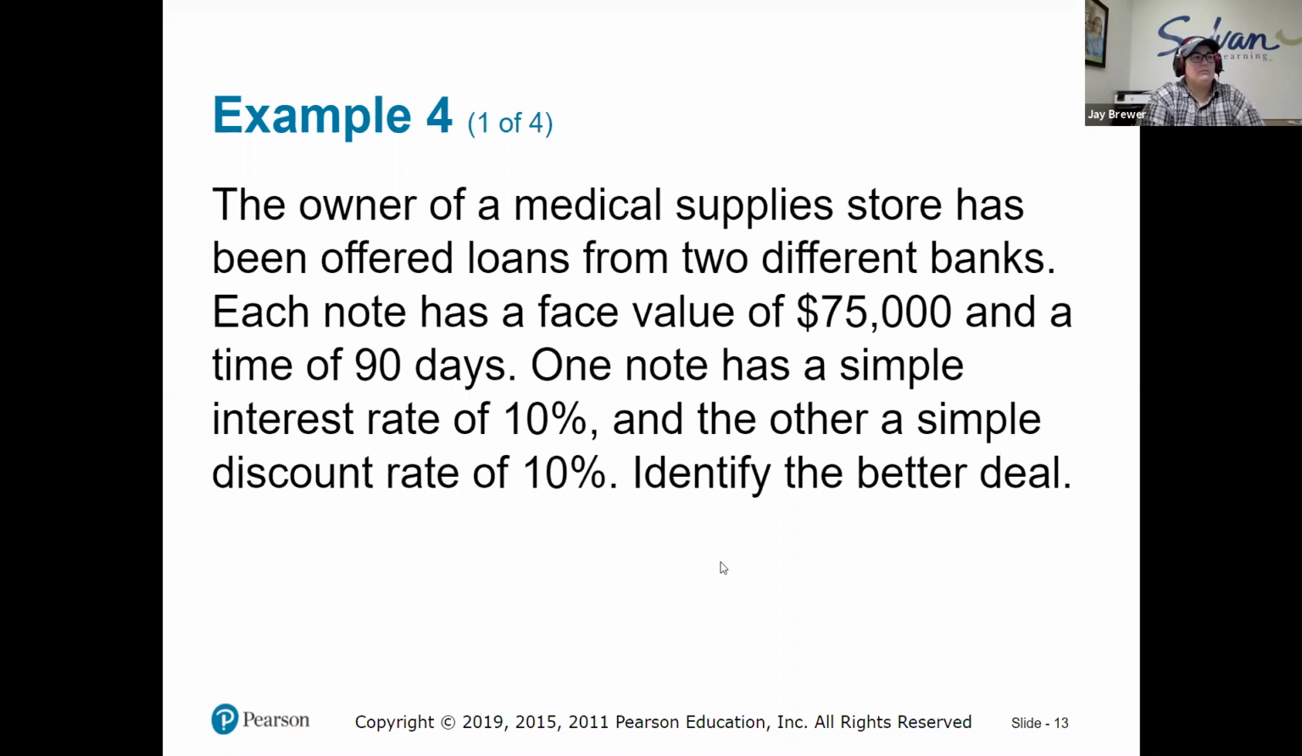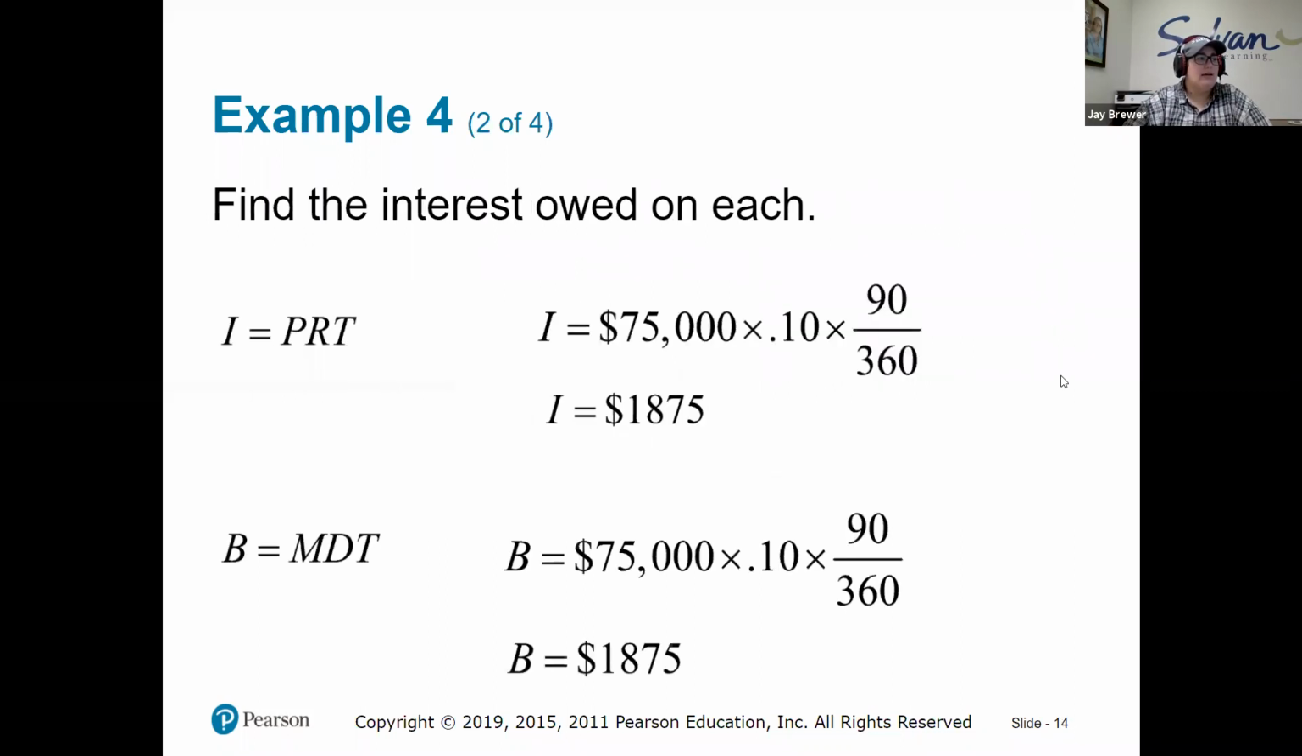The owner of a medical supply store has been offered loans from 2 different banks. Each note has a face value of $75,000 and a time of 90 days. One note has a simple interest of 10% and the other has a simple discount rate of 10%. Identify the better deal. Okay, so let's check out this difference. And if you haven't already done the homework, you will have to do this quite a lot. Try to keep everything organized, or it will end up messing up on you and you won't know why. So just keep everything organized.